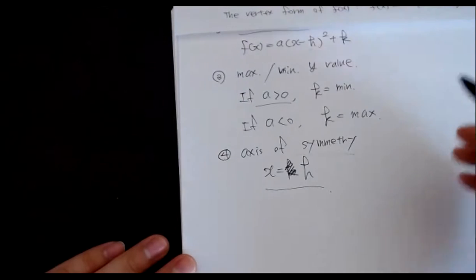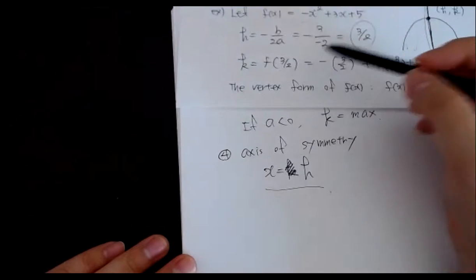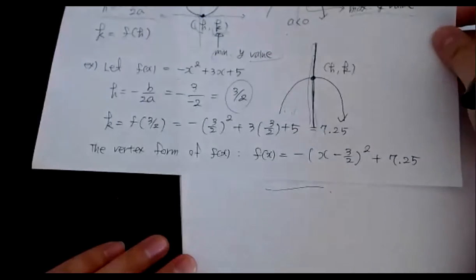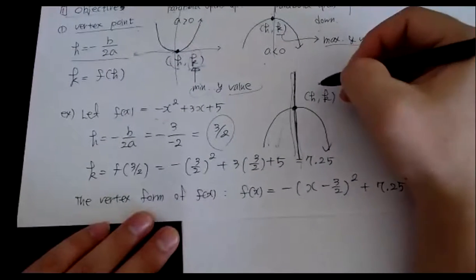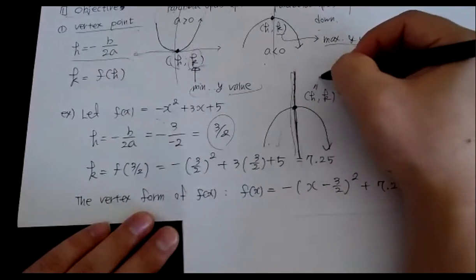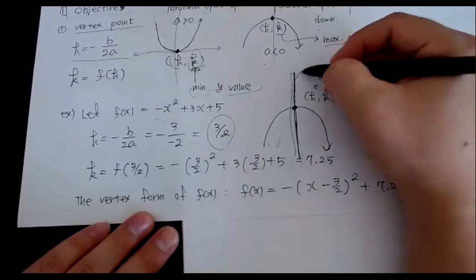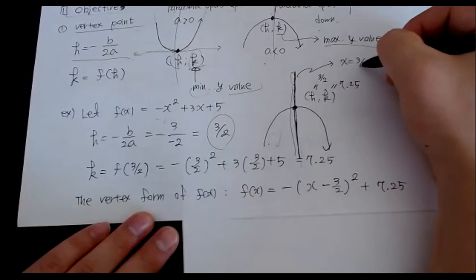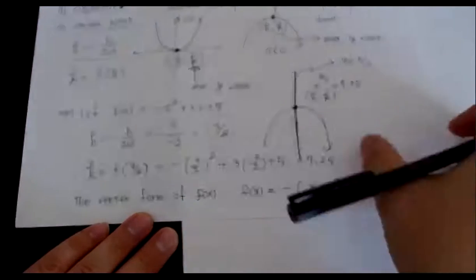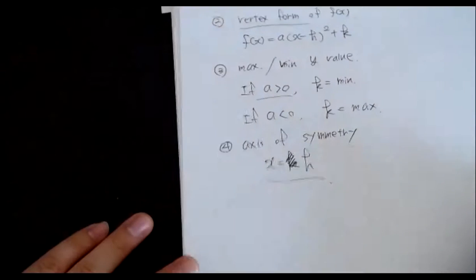Next one. So back to this example, let's find the axis of symmetry. We got h is 3/2 and k is 7.25 in this example, right? Then what's the axis of symmetry? x is equal to what? 3 over 2. Okay, that's the axis of symmetry.